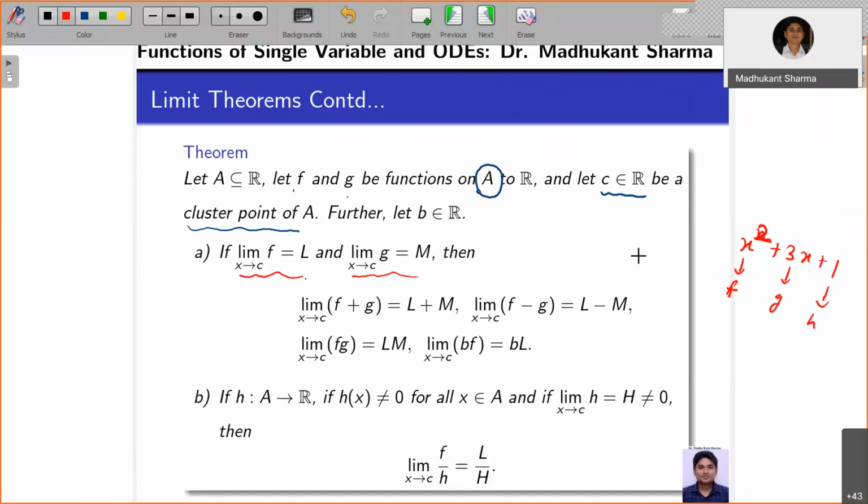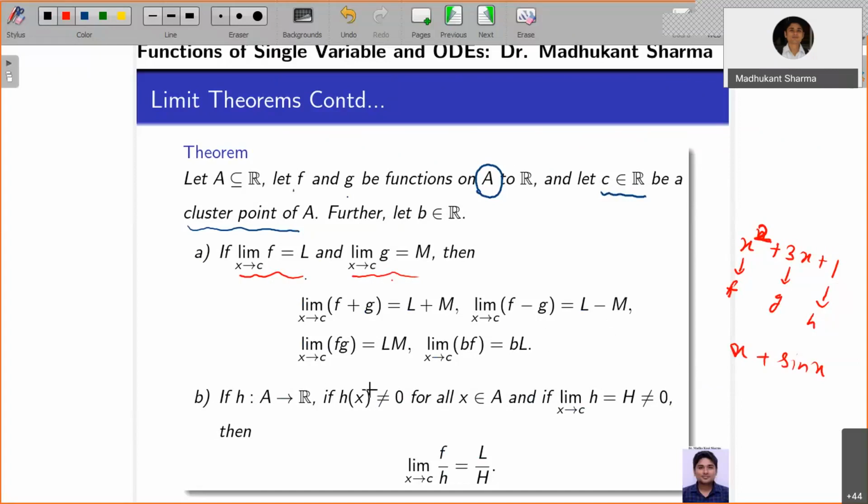Okay, so now you can talk about any polynomial or, let's say, x plus sine x and so on, different types of functions, where first you have to verify that these limits exist.